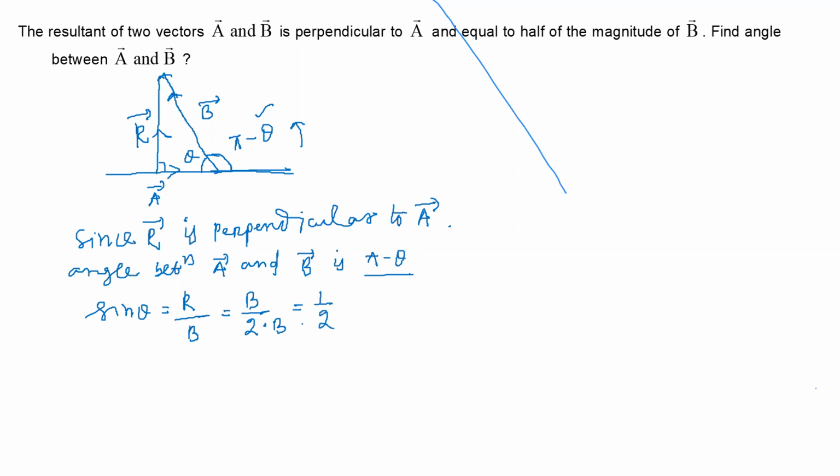If sin theta is equal to 1 by 2, then theta is equal to how much, students? 30 degrees. Then theta is equal to 30 degrees. If theta is 30, then the angle between A and B is pi minus theta, so I can write 180 minus 30 is 150. So the angle between A vector and B vector is 150 degrees. This is the answer to the question.